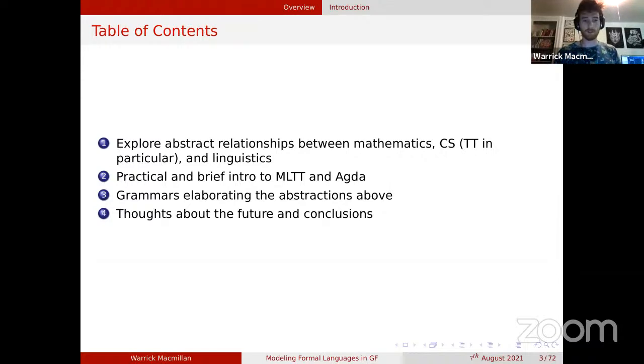Then we'll go through some GF grammars, elaborating the abstractions we detail between CS, type theory, and linguistics and logic. And then some afterthoughts, work to do, things of a kind of conclusive nature.